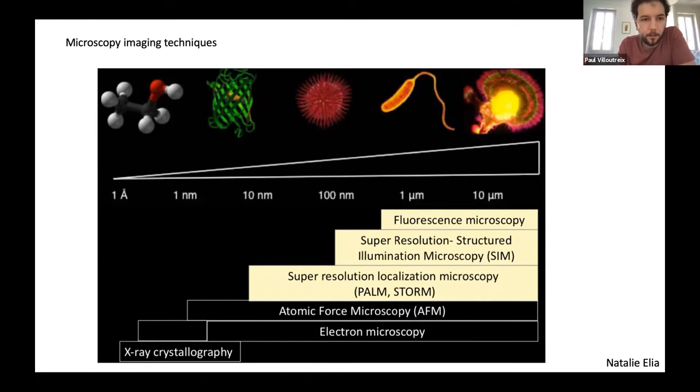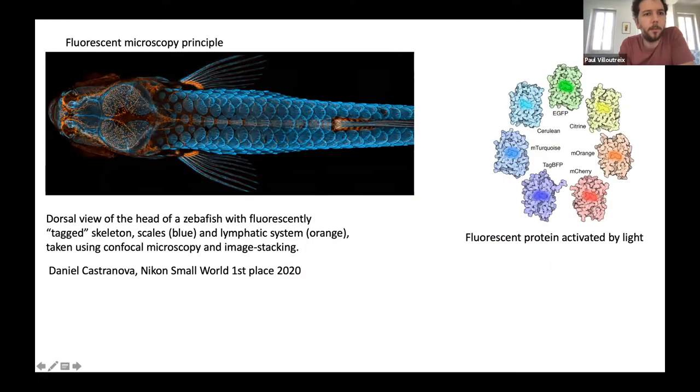So to remind you, but probably you know, the principle of fluorescent microscopy is to send photons within your sample that will activate a fluorescent protein. And this fluorescent protein, after it's activated, will emit some light that you will be able to capture with your camera in the microscope. And what is interesting with those techniques of fluorescent protein activation is that you can usually mark different tissues. So here you have in blue the scales, and in orange the lymphatic system. And I will explain just now how you can differentiate between those two tissues with this technique.